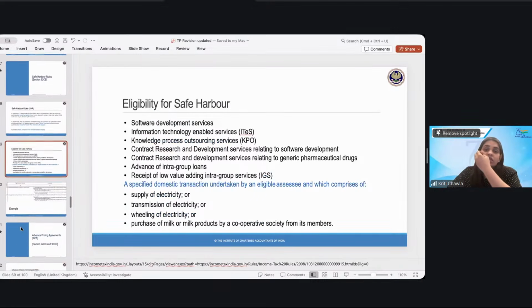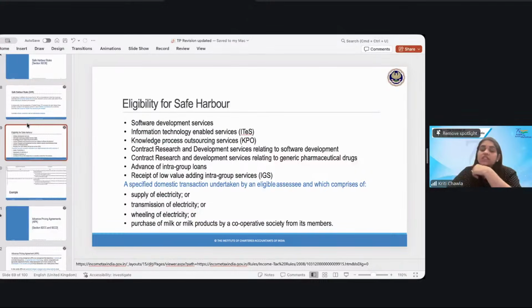Now, this is the eligibility for safe harbors. Obviously, this is not an exhaustive list. It goes way beyond, but just to give you a little idea on the eligibility. So it could be for software development services. It could be for ITES, which is information technology enabled services. It could be for KPOs, knowledge process outsourcing services. It can be for contract research and development relating to software development. It could be contract research and development services relating to generic pharmaceutical drugs, or advance of intra-group loans, or receipt of low value adding intra-group services.